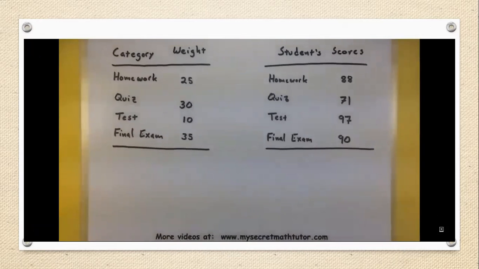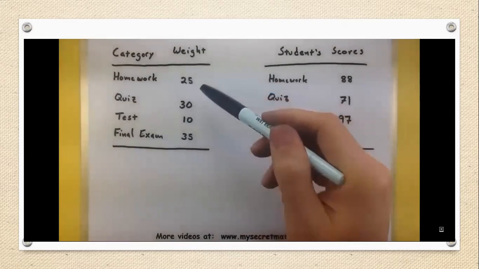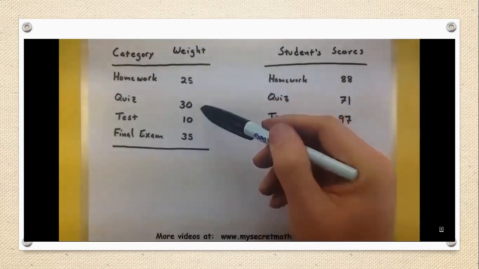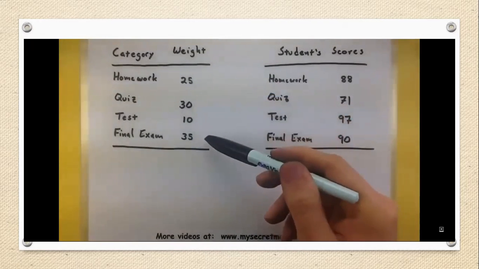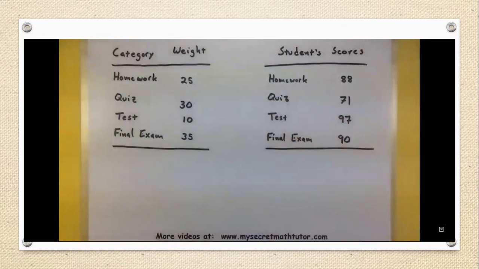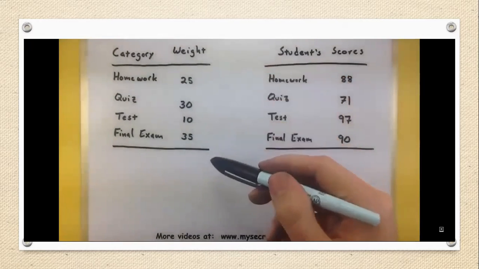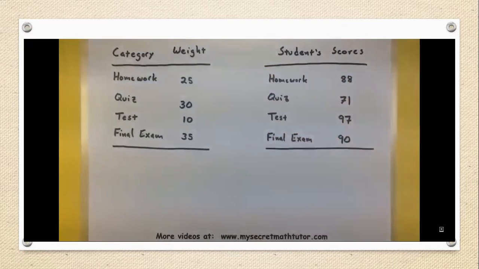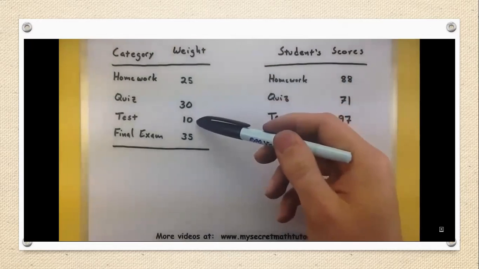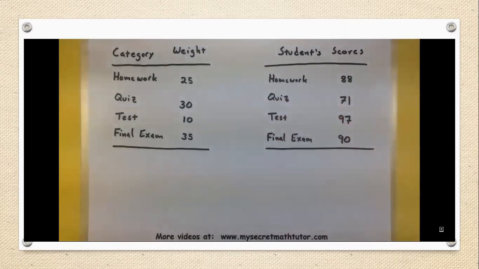According to a certain teacher, they like to grade their class on a weighting system. This means that every category in their class has a different weight associated with it. Their homework grade weight is 25, quiz grade weight is 30, test weight is 10, and final exam is 35. What the weights tell us is that the final exam counts for quite a bit. And so do the quizzes, but since the weight on the test is very small, that doesn't count for a whole lot.